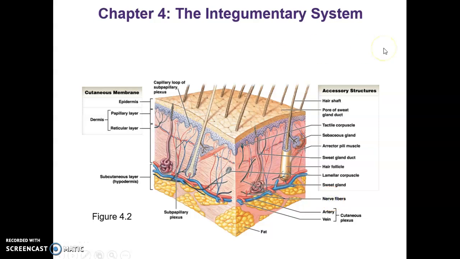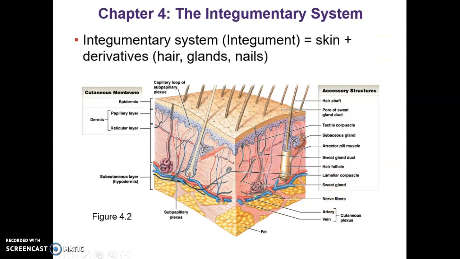Chapter 4, the integumentary system. So the integumentary system, or the integument, is the skin and its derivatives, meaning the things that basically grow out or into the skin: hair, glands, and our nails, fingernails and toenails.